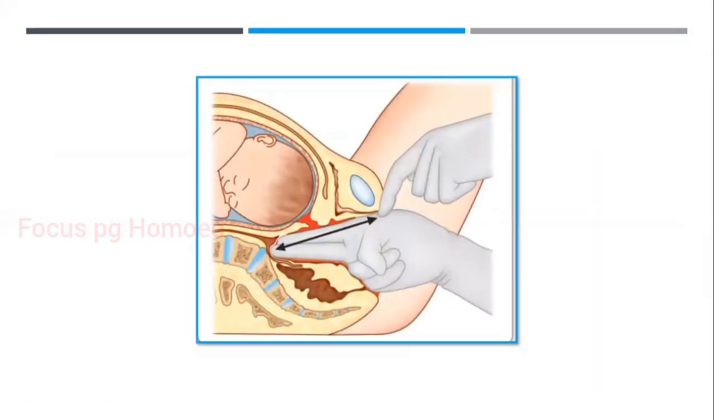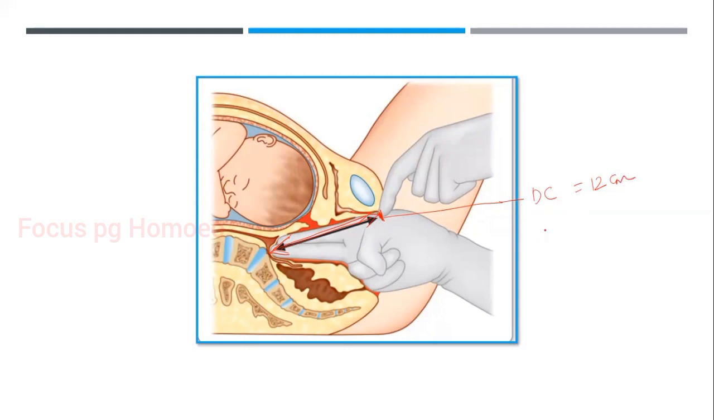Here is a picture of how you can assess the diagonal conjugate. On bimanual examination, two fingers are inserted, and at one stage the finger touches a bony structure, and that bony structure is the sacral promontory. After that, you have to mark it and take it out, wherever it touched the bony structure, and that measurement is actually the diagonal conjugate, and that is usually 12 centimeters.